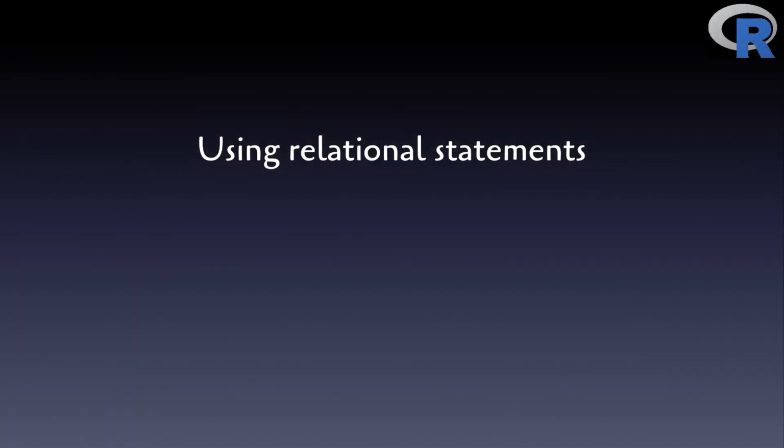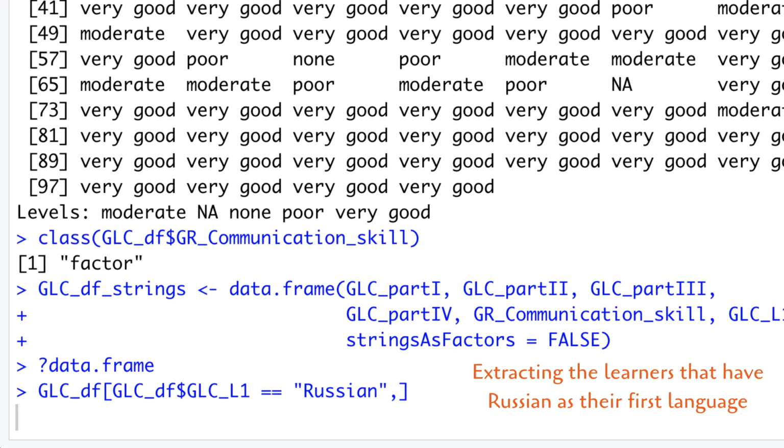The last and more advanced method of retrieving values based on well-defined criteria is to use relational operators within the square brackets. As with vectors, the relational operators are used to return a logical vector, which is the input to the subsetting mechanisms. Let's take an example. Let's assume that you like to extract those learners that have Russian as their first language. For doing so, you need to extract those rows of the data frame in which the column of glc_L1 has the value Russian. And that is exactly what this line does.